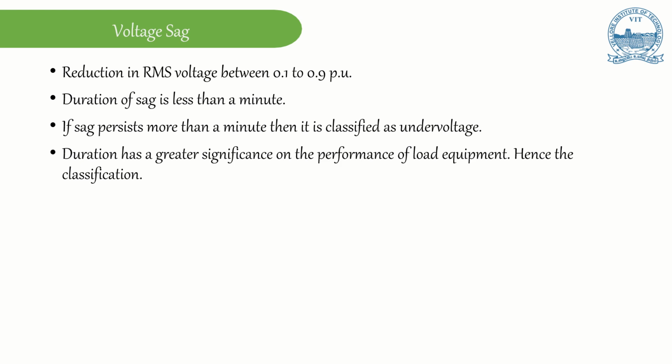Okay, and the sag is characterized under two categories based on the duration, how long this voltage magnitude deviation persists. If the sag duration is less than a minute, it is considered as a voltage sag. If the duration is more than a minute, then it is classified under undervoltage. The duration of voltage sag has a greater significance on the performance of the load equipment, and hence the classification is made.